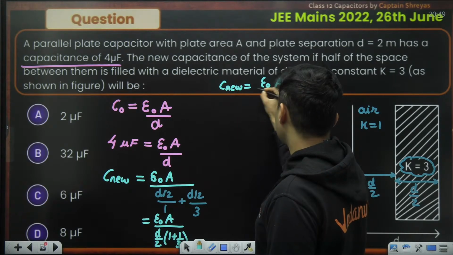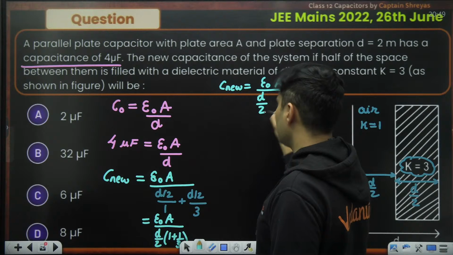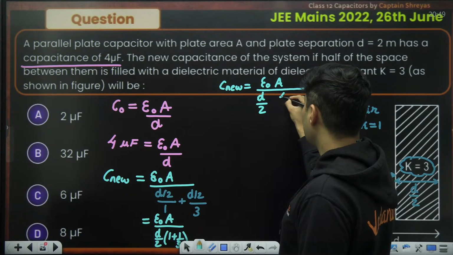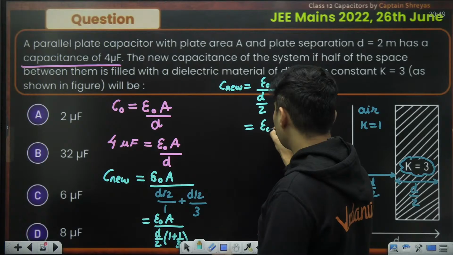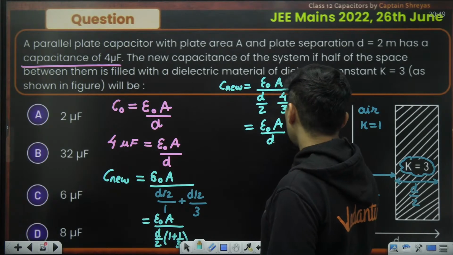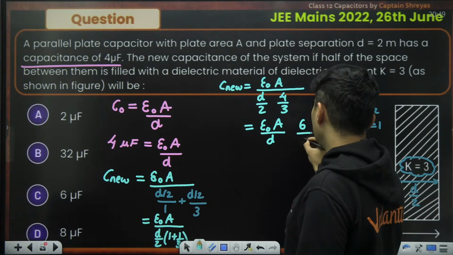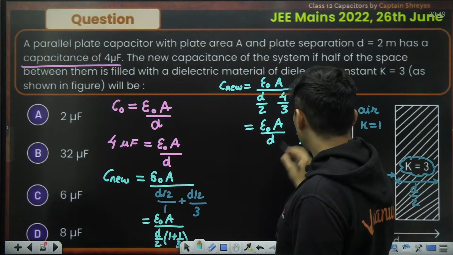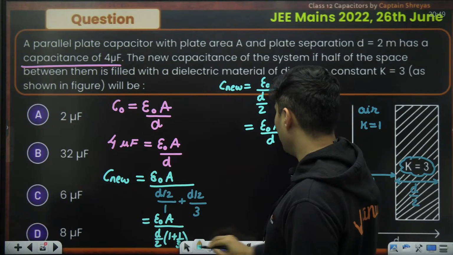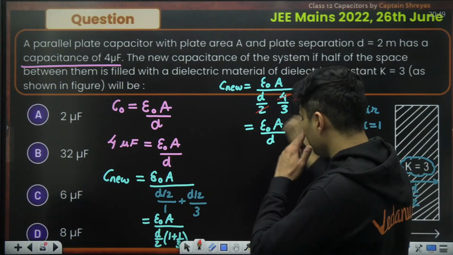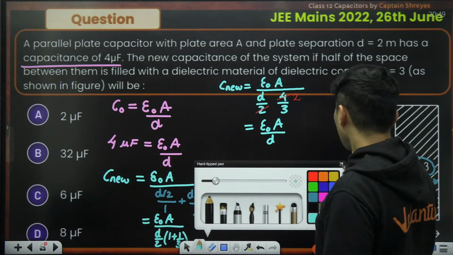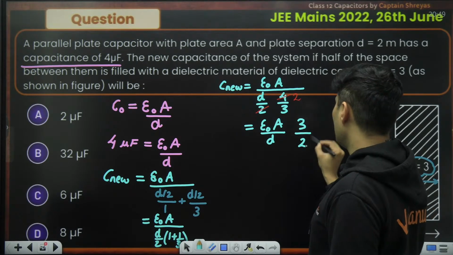Epsilon naught A is there, D by 2 is also there, 1 plus 1 by 3 is 4 by 3. Okay, take it on the top. So it will become epsilon naught A by D, and 2 3s are 6 divided by 4, or in fact, you can do one thing before shifting it on the top. This 2 will cancel with this 4 2 times. So therefore, 3 goes on the top and 2 stays below.